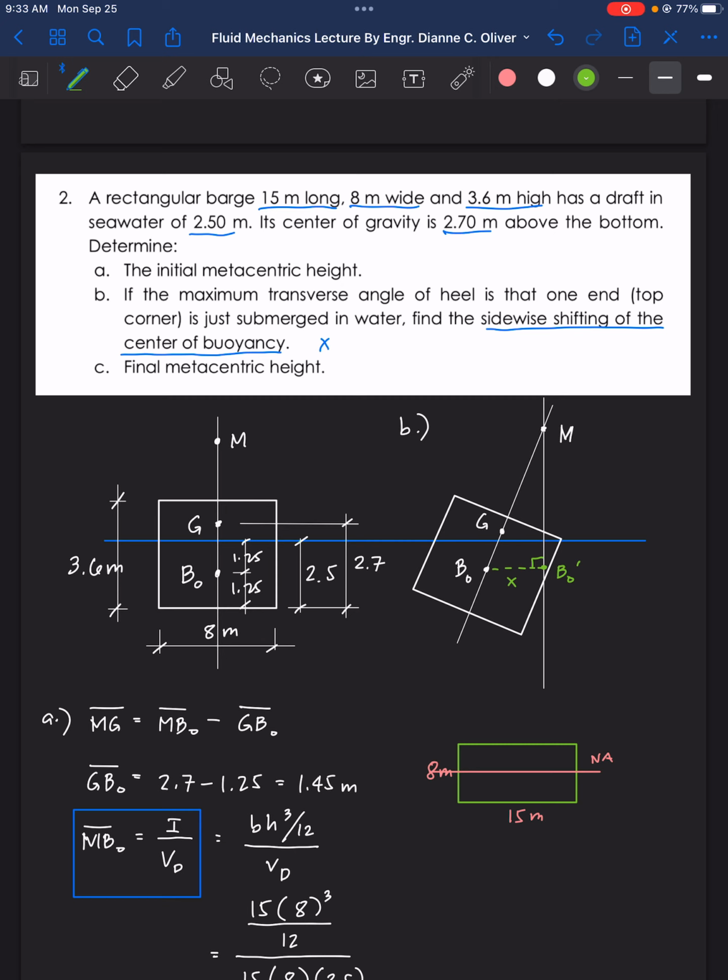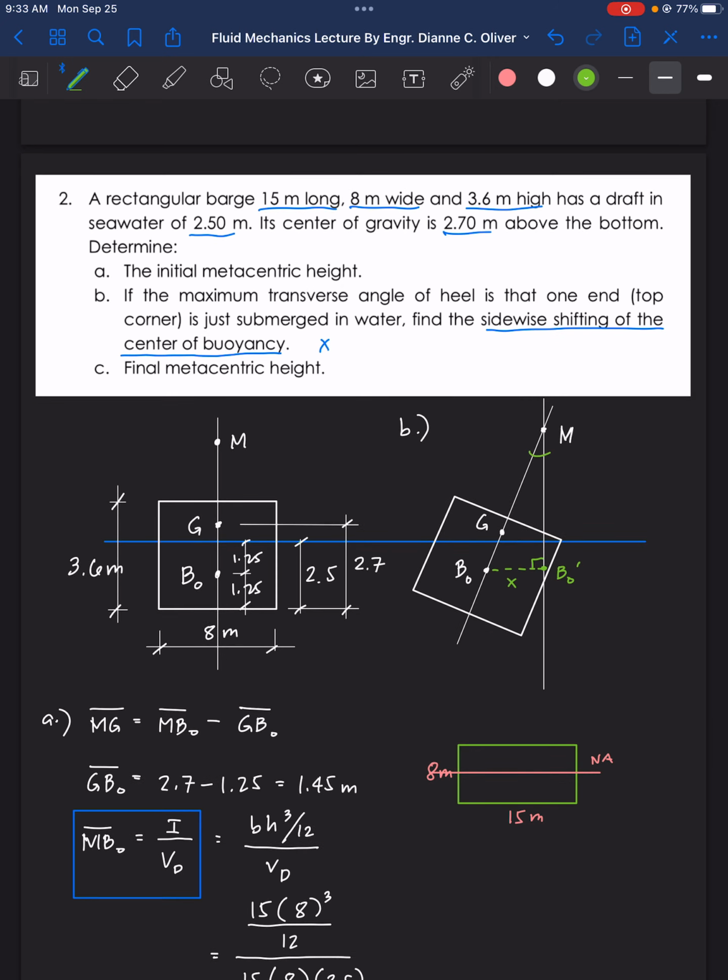Now, what is the angle of tilt here? Where can we find that? As you can see, it says there that the one end or the top corner is just submerged in water. So this is the top corner, which is just submerged in the water, and from this, we can find the value of theta. So how do we get the value of theta? This is our original water line.